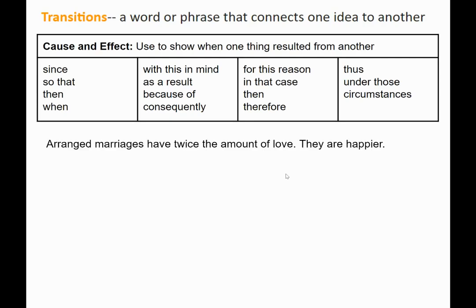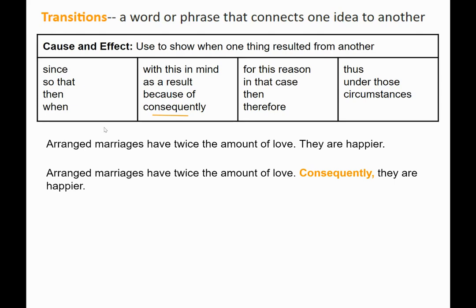Cause and effect. Arranged marriages have twice the amount of love. They are happier. Arranged marriages have twice the amount of love. Consequently, they are happier. This is to show when one thing resulted from another. They are happier because they have twice the amount of love.